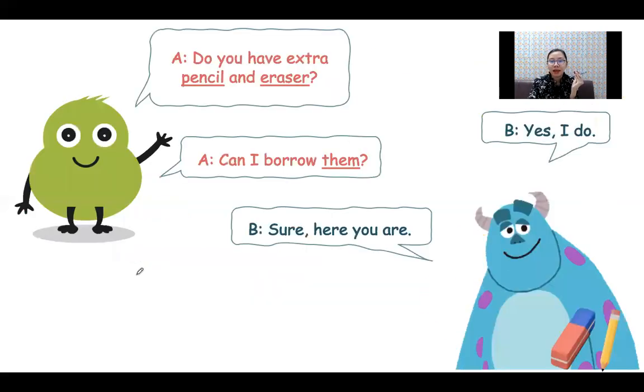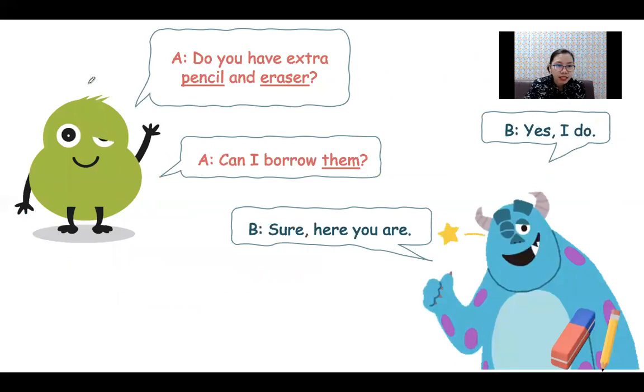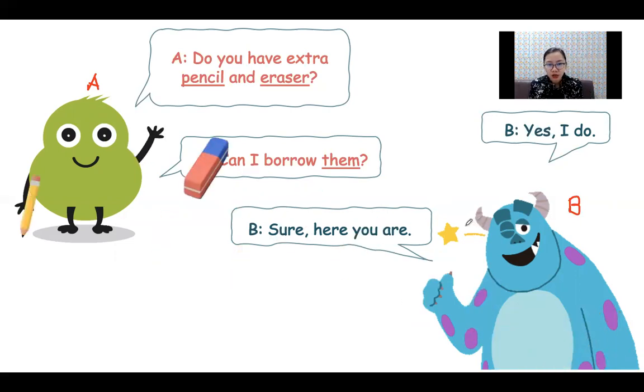Example. This is A and this is B. All right, so A says, do you have extra pencil and eraser? B says, yes, I do. And then A will ask again, can I borrow them? B says, sure, here you are. Understand? Yes or no? Yes.